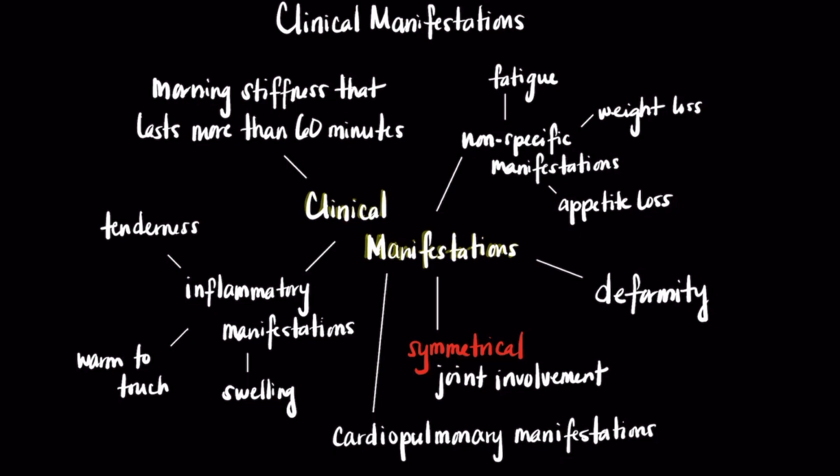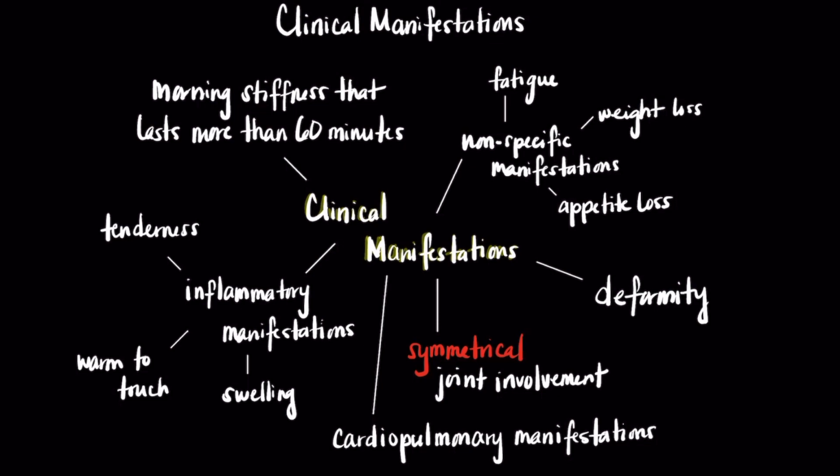You would also see morning stiffness that lasts for more than 60 minutes. And unlike osteoarthritis, where manifestations are more local and unilateral, rheumatoid arthritis affects the body systemically and symmetrically, so you would see cardiopulmonary manifestations with rheumatoid arthritis. As the disease progresses, you would also see varying types of deformity in patients, as we will discuss in the next section.